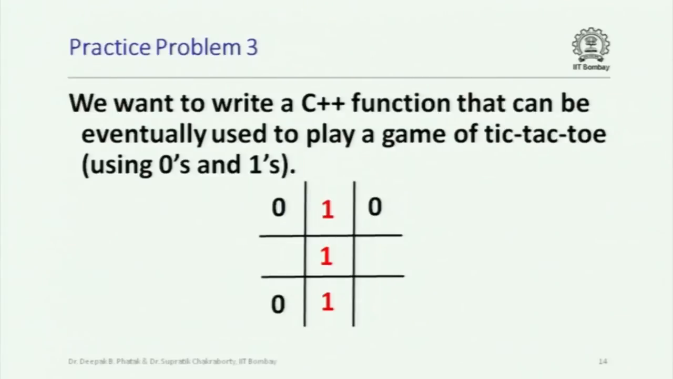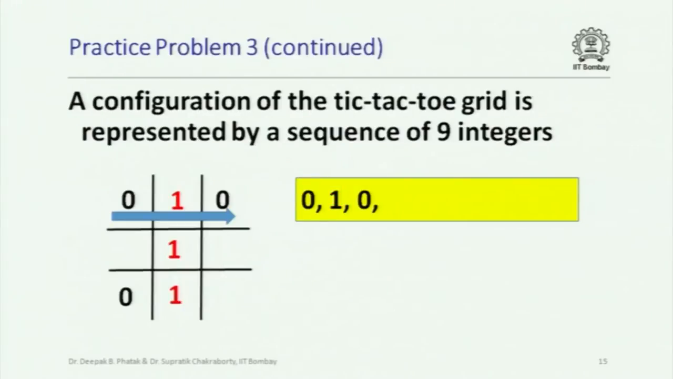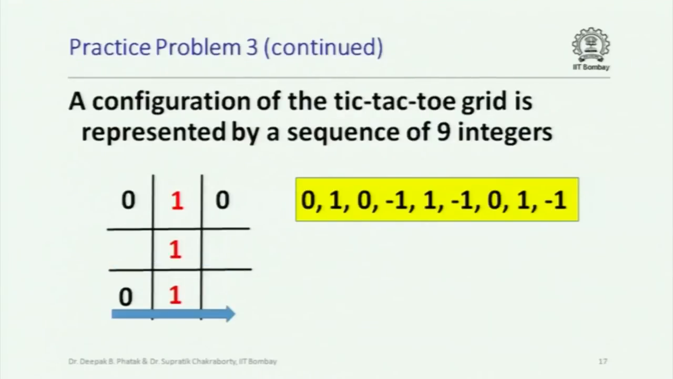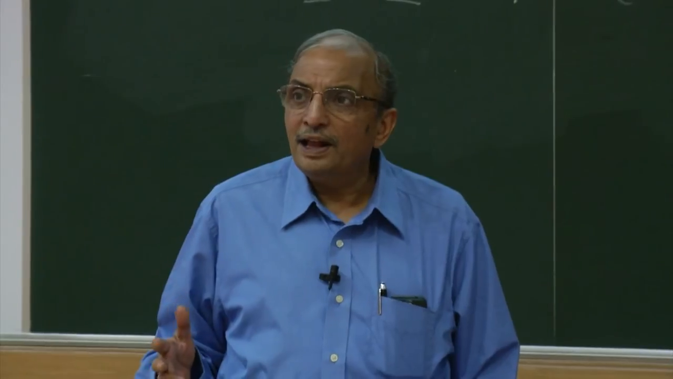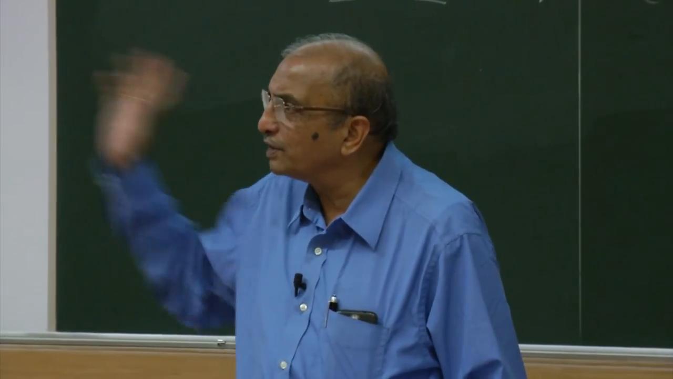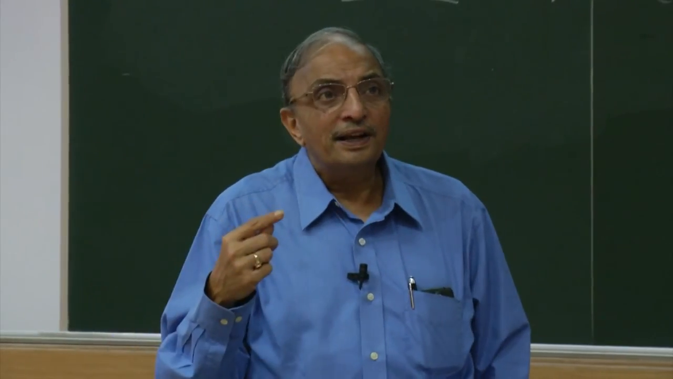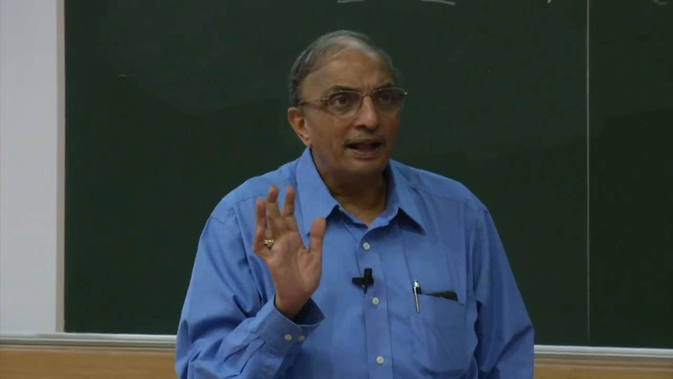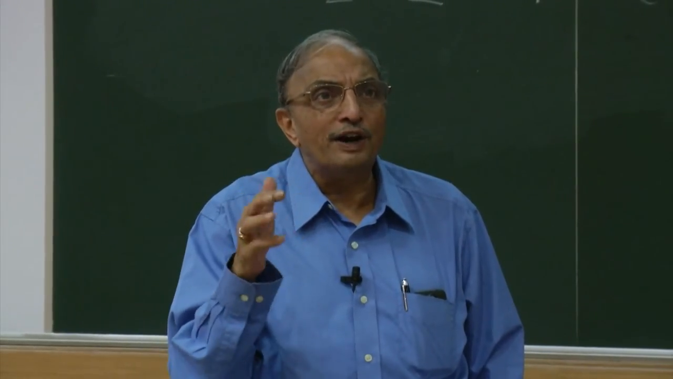Let's say first player writes 0, second player writes 1. Now the configuration of the tic-tac-toe grid can be represented by a sequence of integers. So it can be represented like this: 0, 1, minus 1, 1, minus 1. What do you think minus 1 represents here? It's a blank square. Nothing has been written there. This one would be represented as 0, 1, minus 1. So now you can represent by a sequence of 9 numbers any situation in the tic-tac-toe board. To begin with, everything will be minus 1, minus 1, minus 1, minus 1, minus 1, minus 1, right? As a player plays, the player should prescribe the position where the player is playing, and that particular position should convert from minus 1 to either 0 or 1.